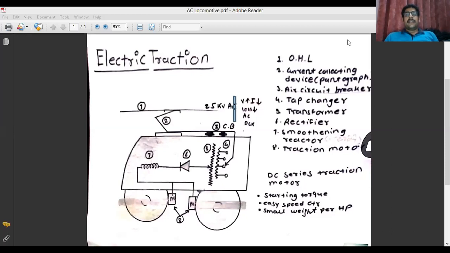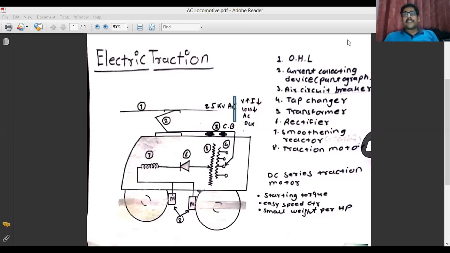One of the most important things that you should keep in mind, in case of this electric traction system, is that we are using a DC series motor. The purpose for using the DC series motor is certain. The DC series motor has a high starting torque. Its speed can be easily controlled. It is small in weight, that is, robust. So due to these reasons, we can use this DC series motor for traction purpose. Because in order to move the locomotive from one point to another point, we require a high starting torque. And the DC series motor is one of the motors having a high starting torque.